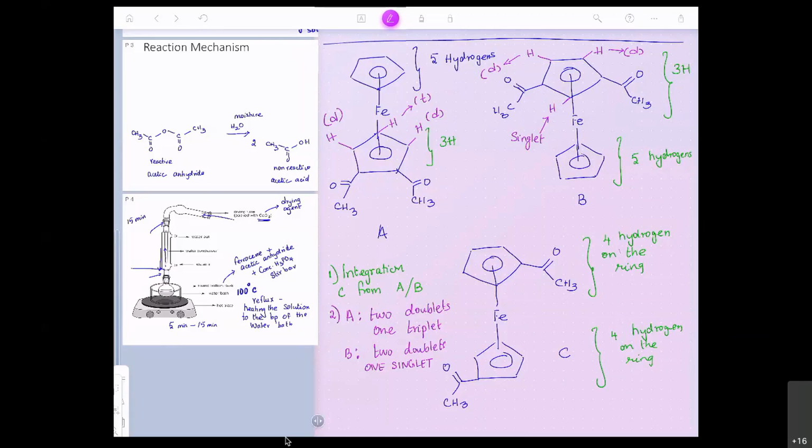So integration is important. It's going to be a ratio of 5 to 3, 3 to 5. That is not a big difference. The top ring is 5, here the bottom ring is 5. So the ratio is the same. It's not going to help us distinguish A and B. But here it's 4 to 4, which is 1 to 1. So that is going to help us distinguish C from A and B. Now it's the splitting, the multiplicity pattern, which is going to help us distinguish A and B.